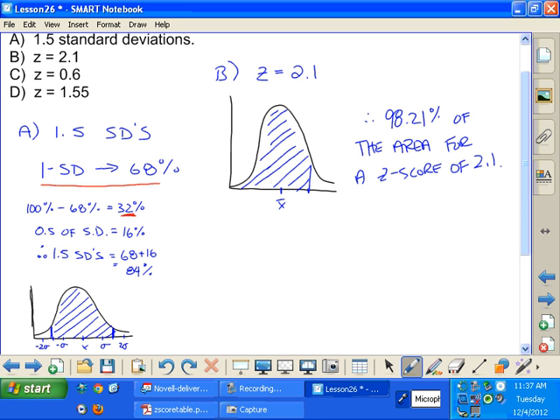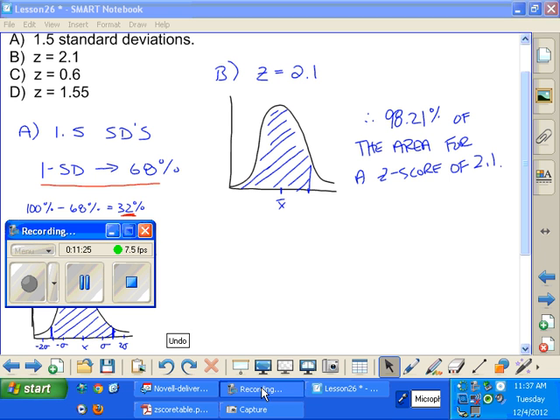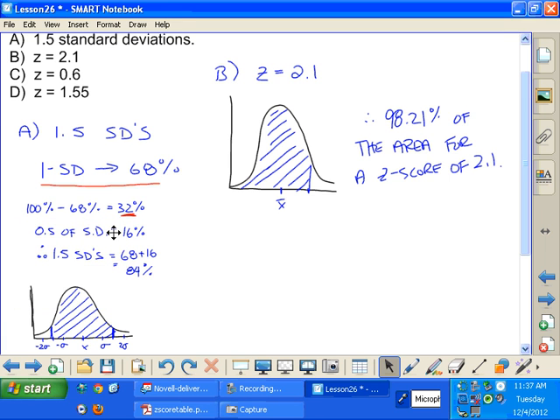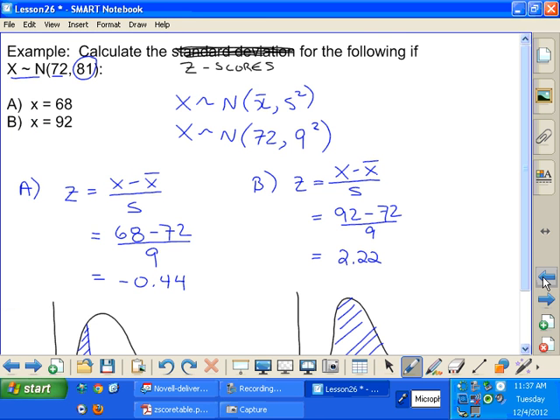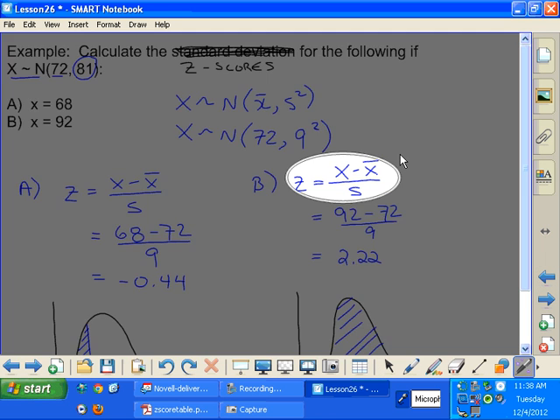I'm not going to bother dealing with C and D at this point in time because I want to move on to the final phase here. I'm going to have to do that final phase in one last example. So just summing it up here, on the previous slide I showed you how to calculate your z-scores. So now this is how your z-score is calculated.